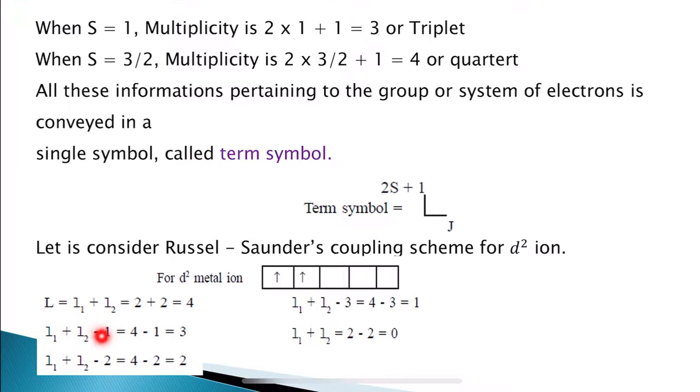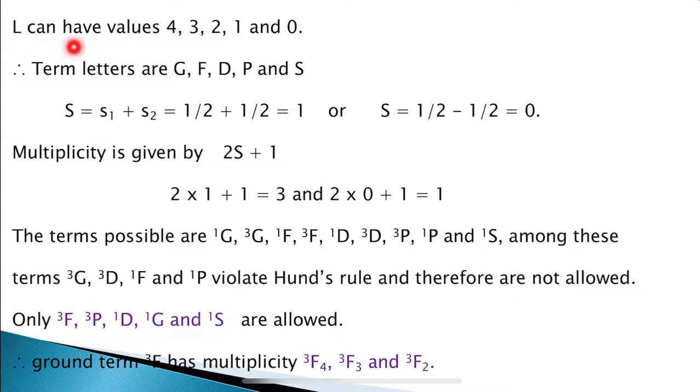substituting the value and minus 1 gives 3, and L1 plus L2 minus 2 is equal to 4 minus 2, which is equal to 2. In the same way, L1 plus L2 minus 3 is equal to 1, and L1 plus L2 minus 4 is equal to 4 minus 4, which becomes 0. Therefore, L can have values of 4, 3, 2, 1 and 0. If I write these as term letters, they are G, F, D, P and S. For this I have to look at table 2.